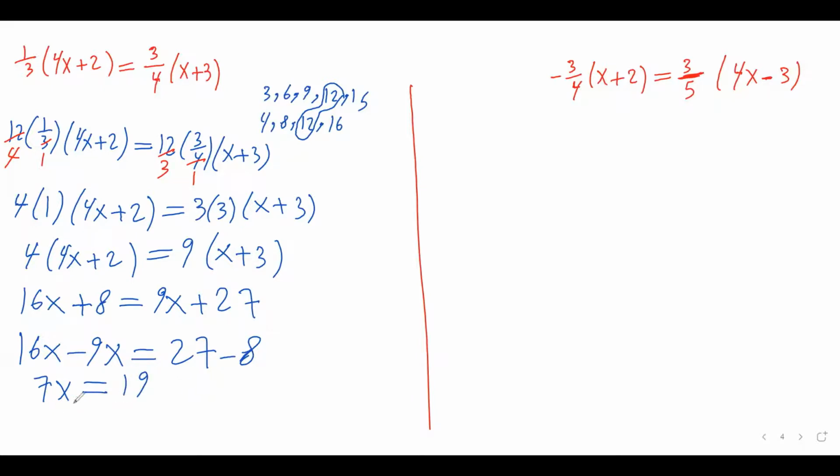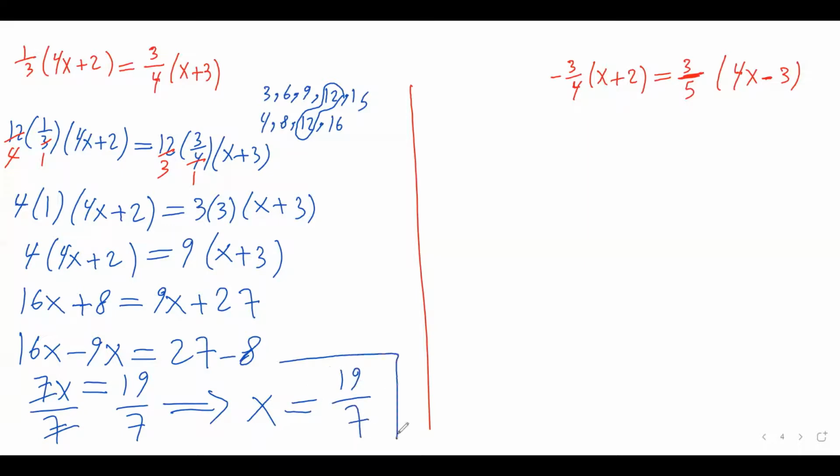Now we have to divide both sides by 7. So therefore, on the left side I have x, the 7 and the 7 cancel. x equals 19 over 7. This is our answer.